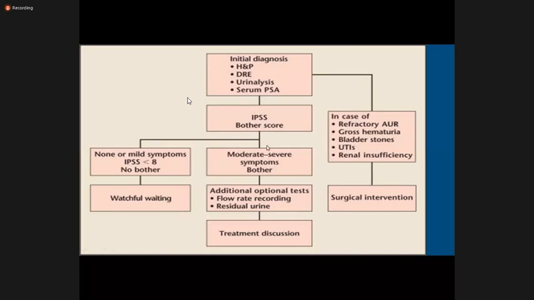If the patient has more severe symptoms, then additional optional tests are flow recording and residual urine. Residual urine we can measure with ultrasound, the pre-void and post-void urine. The flow rate is the urinary flow rate. If all of this is present, then the treatment discussion: either medical treatment or surgical treatment. In case of refractory acute urinary retention, hematuria, bladder stones, UTIs, renal insufficiency, as I've told you before, this needs surgery.